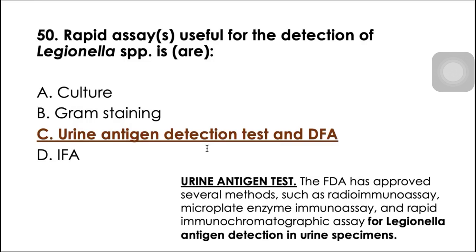Okay? So for the urine antigen test, the FDA has approved several methods such as radioimmunoassay, microplate enzyme immunoassay, and rapid immunochromatographic assay for Legionella antigen detection in urine specimen. So again, we have letter C for Legionella, urine antigen detection test, and direct fluorescent antibody test.